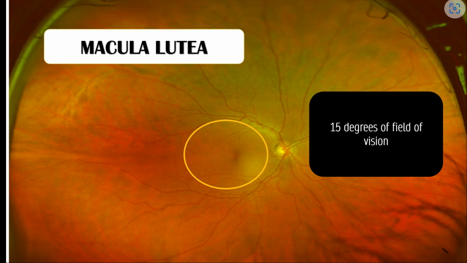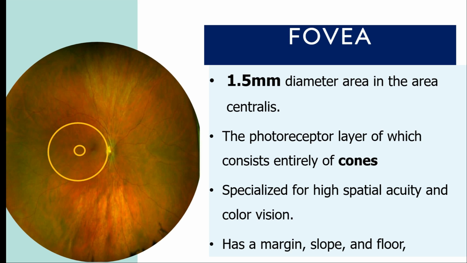All right. Another important point regarding this macula lutea is that it contributes to about 15 degrees of the field of view. Now, moving on, next is the fovea. The fovea is about 1.5 millimeters in diameter, an area within the area centralis, and as we all know, the size of the optic disc is also somewhat similar, and therefore we can say that the fovea is about one disc diameter in size.